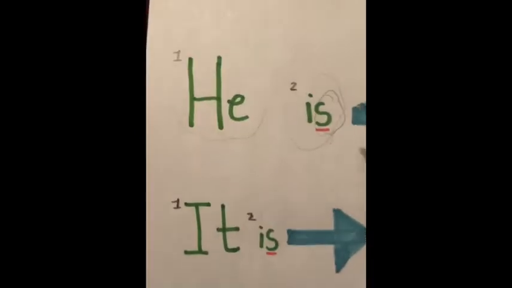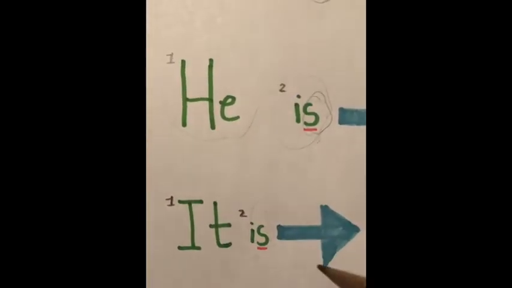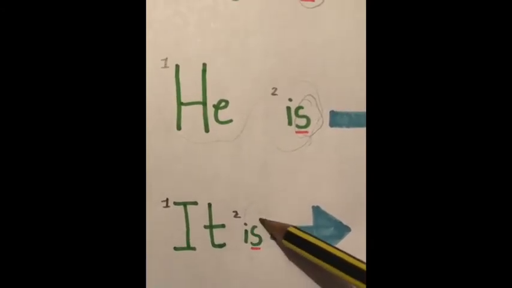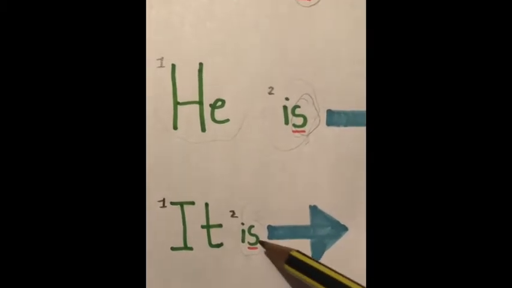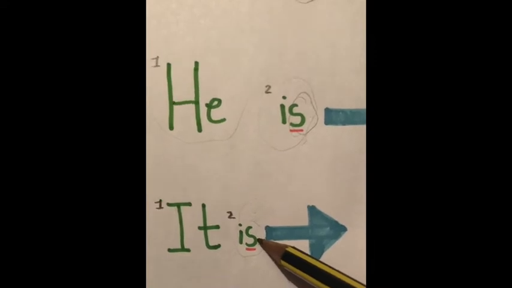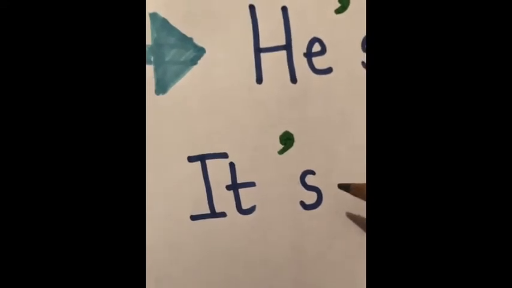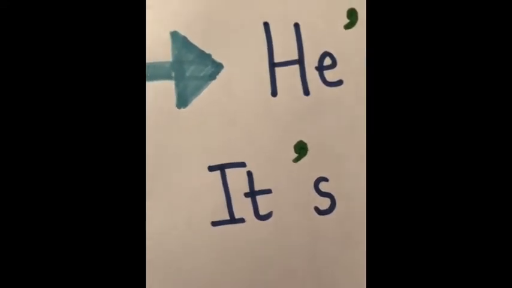Okay? Now, after the apostrophe, we see what is the second word. Okay, what is the second word? Excellent. The second word is. What is the last letter in is? Excellent. S. So after the apostrophe, we put S. We only put S after the apostrophe. Okay?